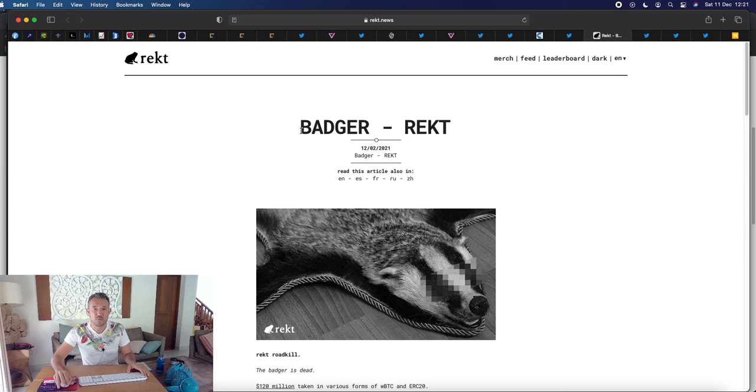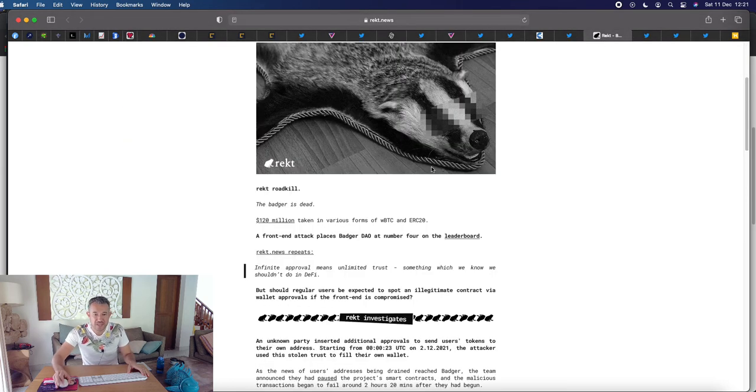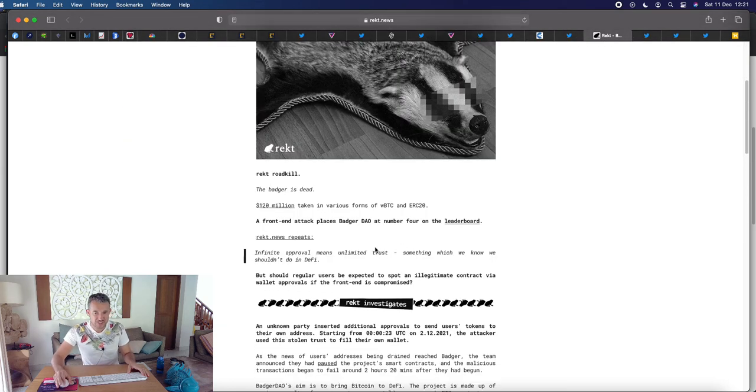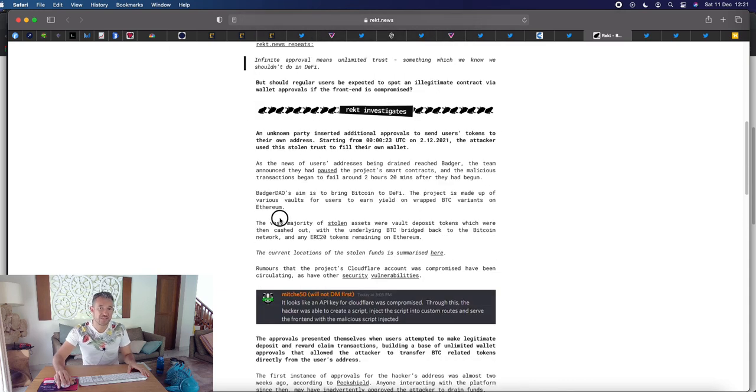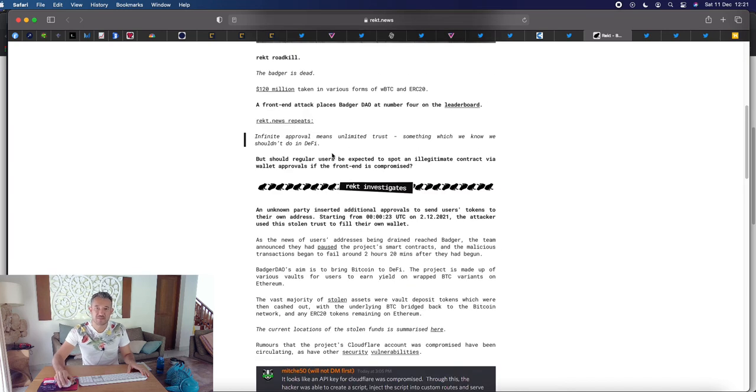Badger DAO was hacked. 120 million has been stolen from Badger DAO. It wasn't even a smart contract problem, it was something to do with their user interface, and so Nexus Mutual aren't paying out on that as well.